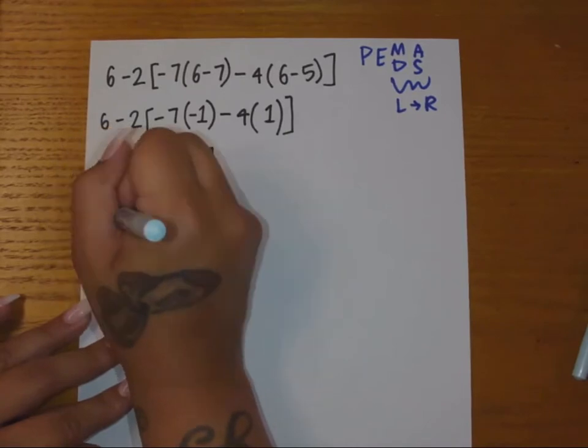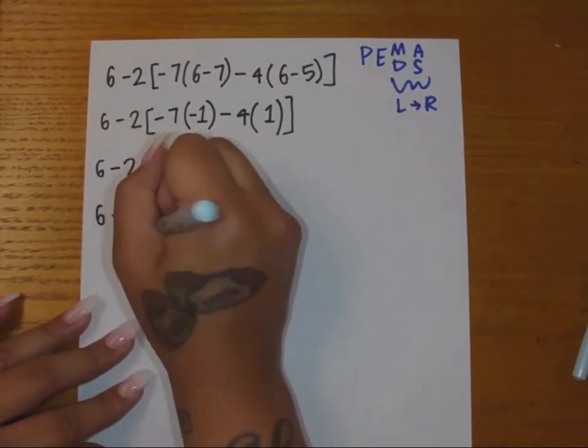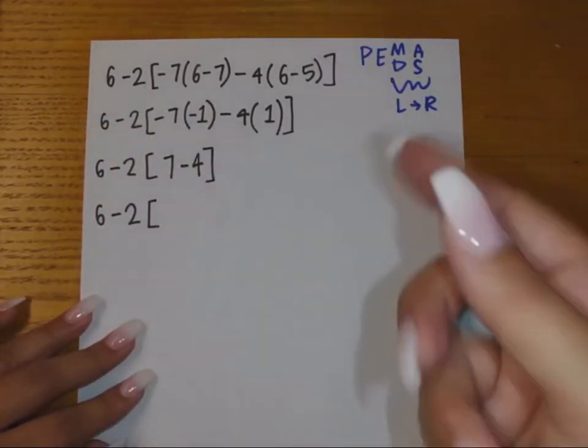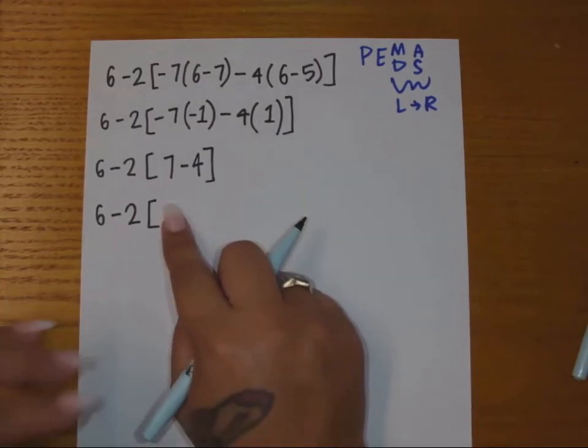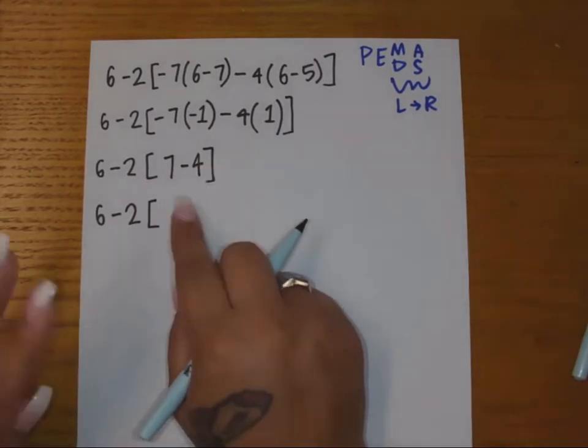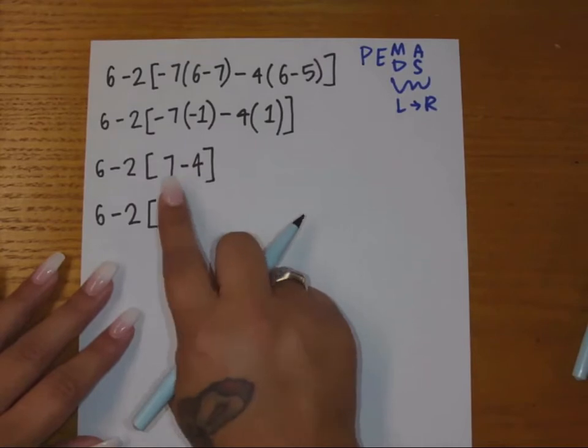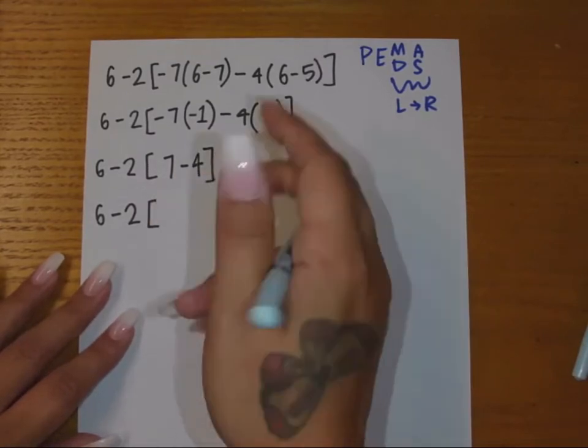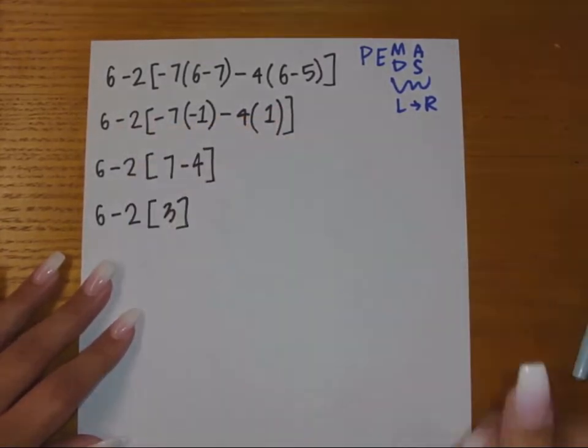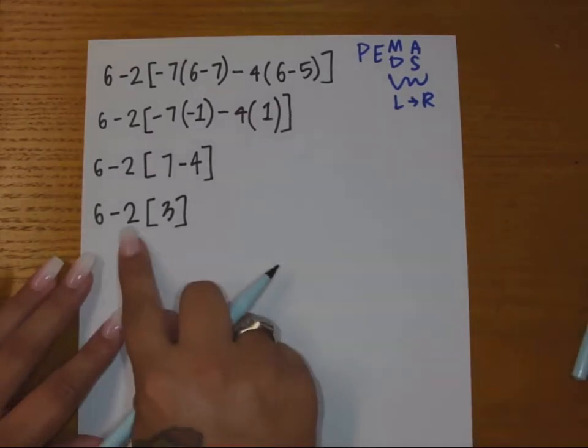So I have 6 minus 2 in my brackets. Usually I would start drawing parentheses here because you only need brackets once you have so many sets of parentheses, but I'm just going to go ahead and keep the brackets. If you do 7 minus 4, the signs are different, so you subtract, keep the sign of the larger, and you would get 3.